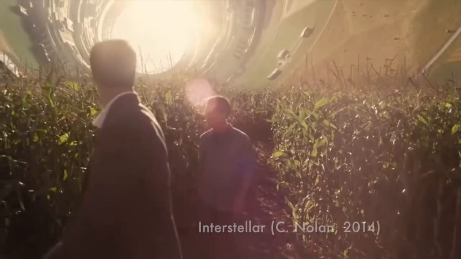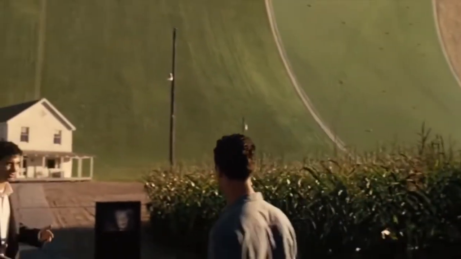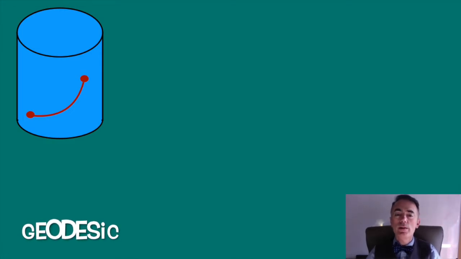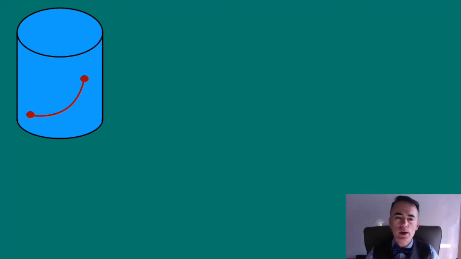Consider a cylinder. Imagine you are in a cylindrical world. You're moving on the outer surface of this cylinder, and you want to go from point 1 to point 2 in the minimum distance. The minimum distance between 2 points on a surface is called a geodesic. So we want to find the shape of a geodesic on the surface of a cylinder.